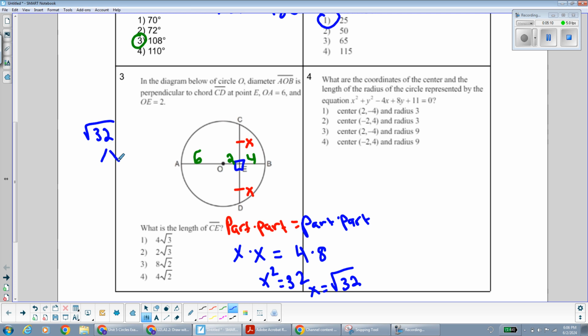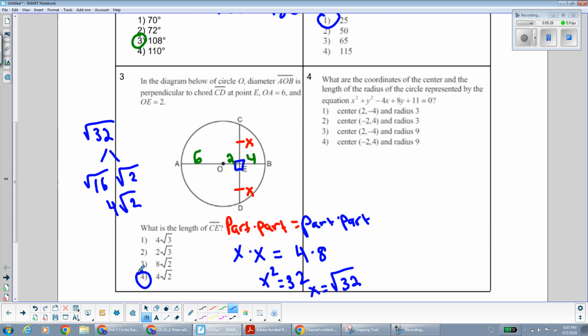You can look for the largest perfect square that goes evenly into 32. And that is 16 and 2. The square root of 16 is 4. So we have 4 radical 2.